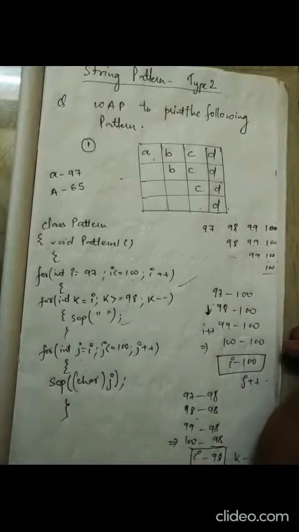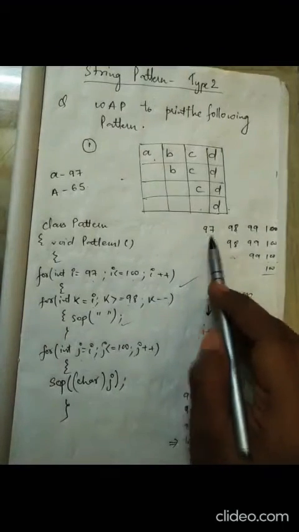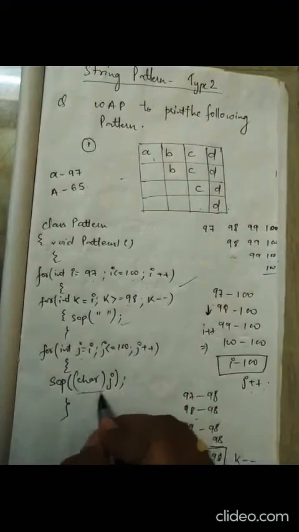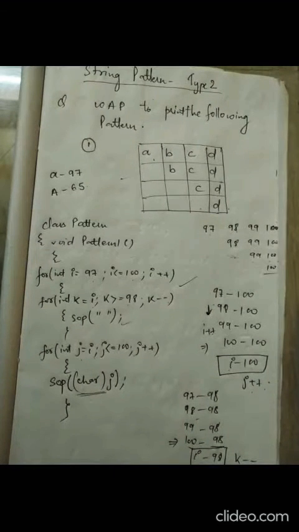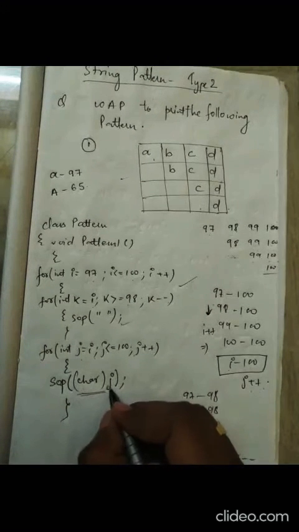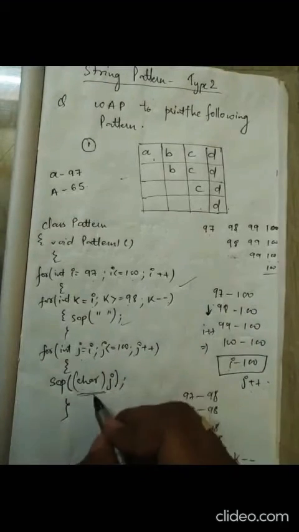This is the J value of the fourth line. Now (char) J, what does this mean? We have done this before when we discussed typecasting in class 9. Typecasting means converting, forcefully converting. The J value is an integer value, and forcefully I have to convert it into a character now.